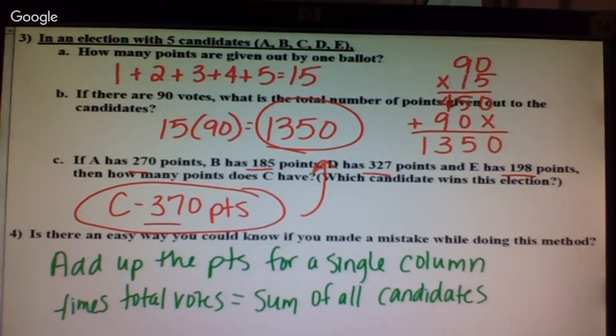Any questions on Borda count? No. Okay, so your homework tonight is 19, just part A and B. 20, just part A and B. 23, 24, 25, and 26.